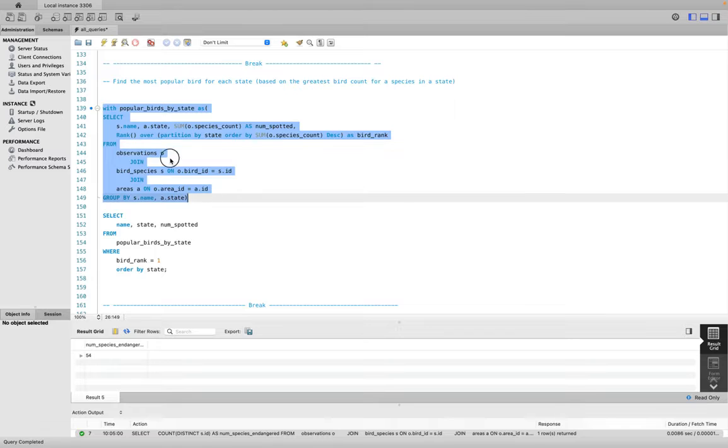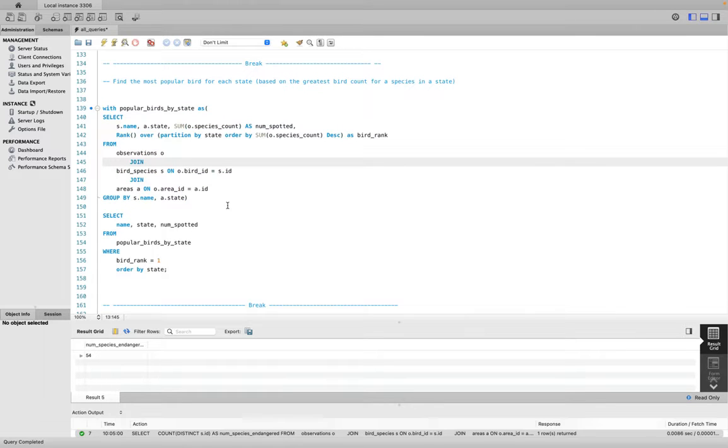And of course, we're joining tables, and we're going to group by the name because we want to group by species and the state, and then rank. And then we're going to select from that CTE the name, the state, the number spotted from the CTE, but only where the rank is 1, because we have the column up here that identifies the rank of each species per state, and we want all the number 1 ranked birds per state.